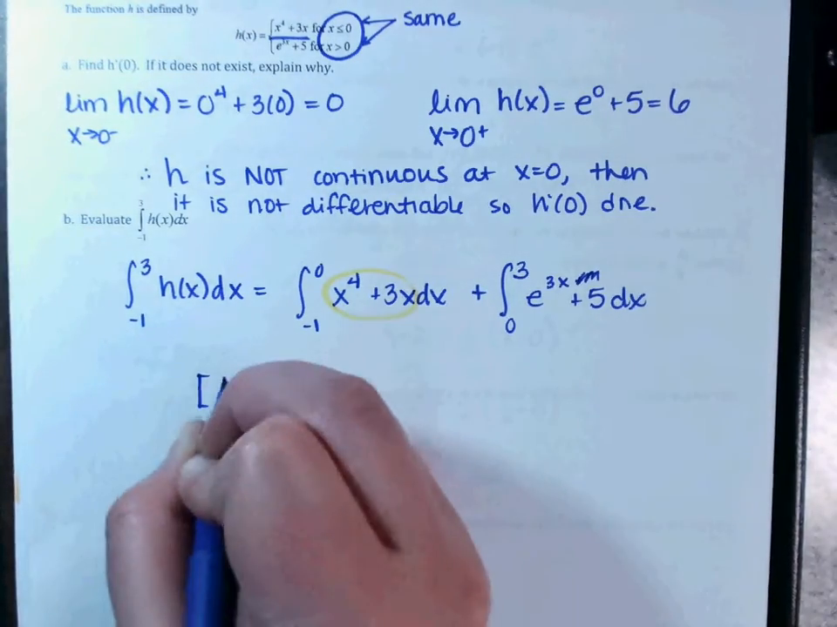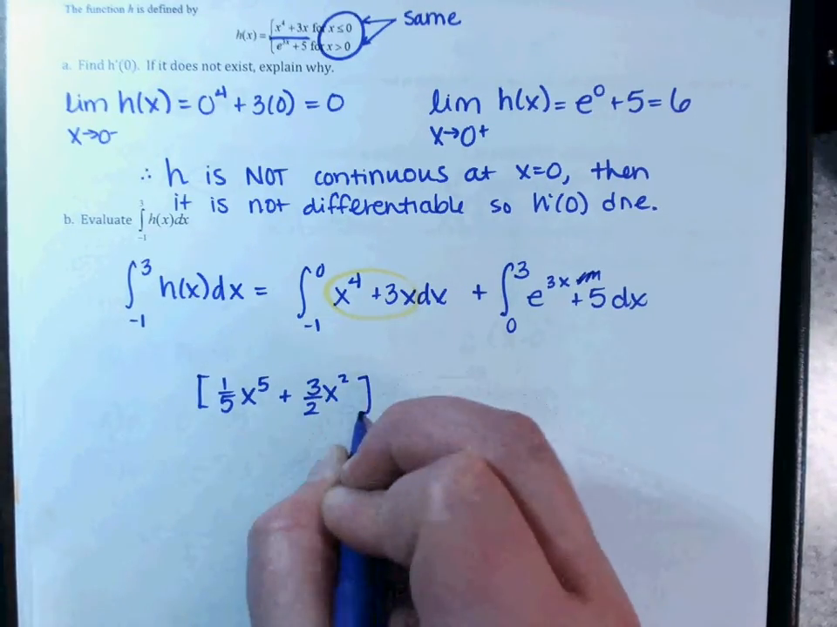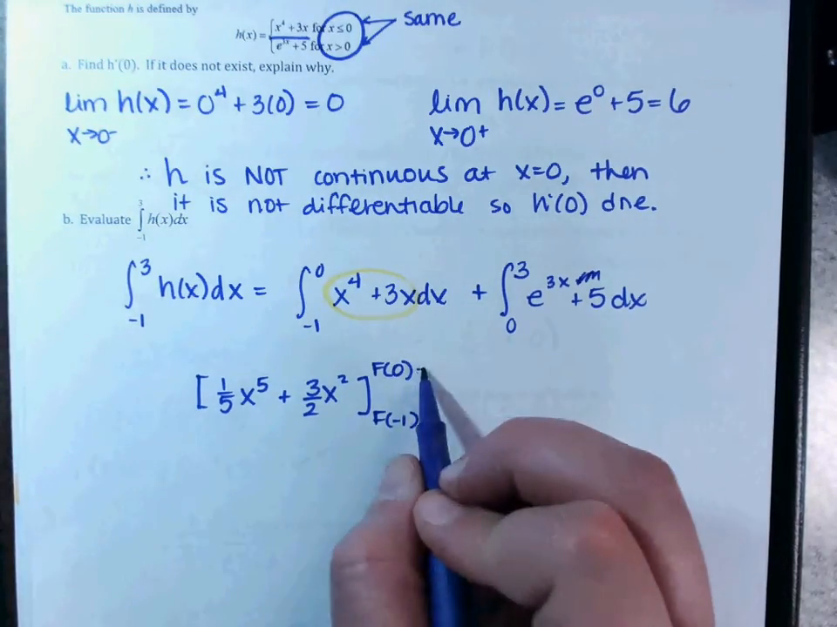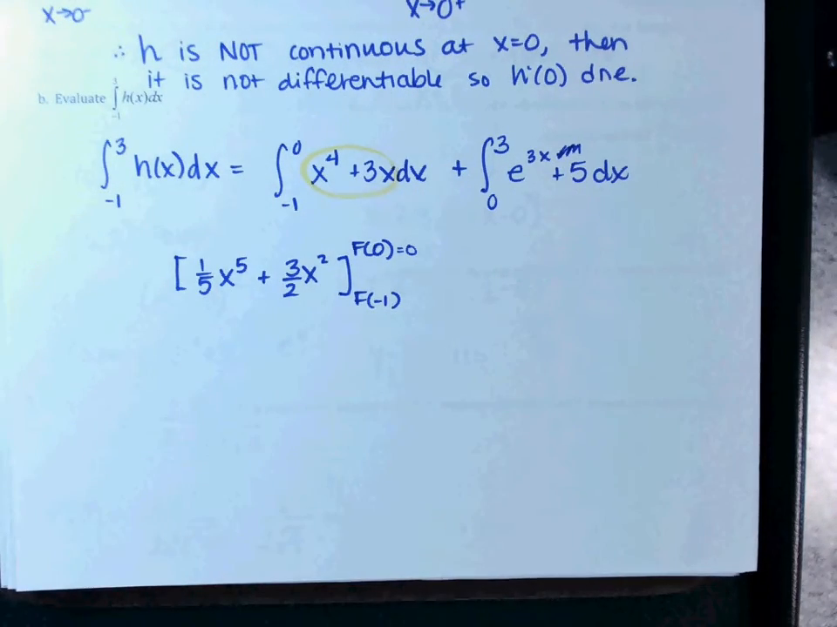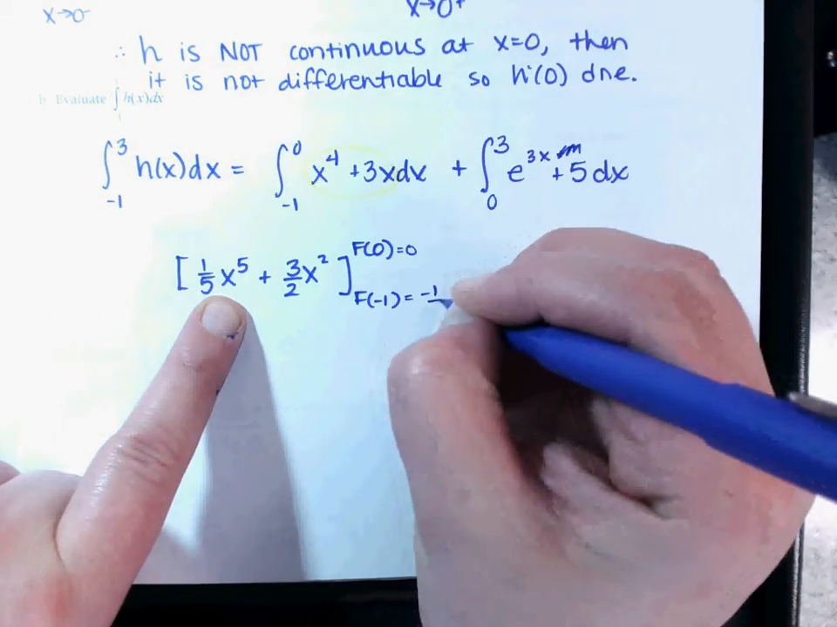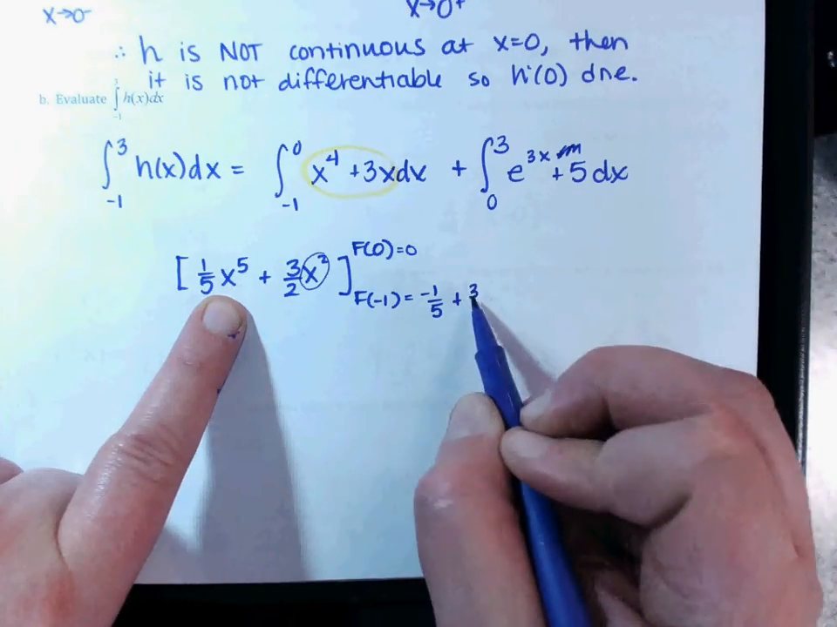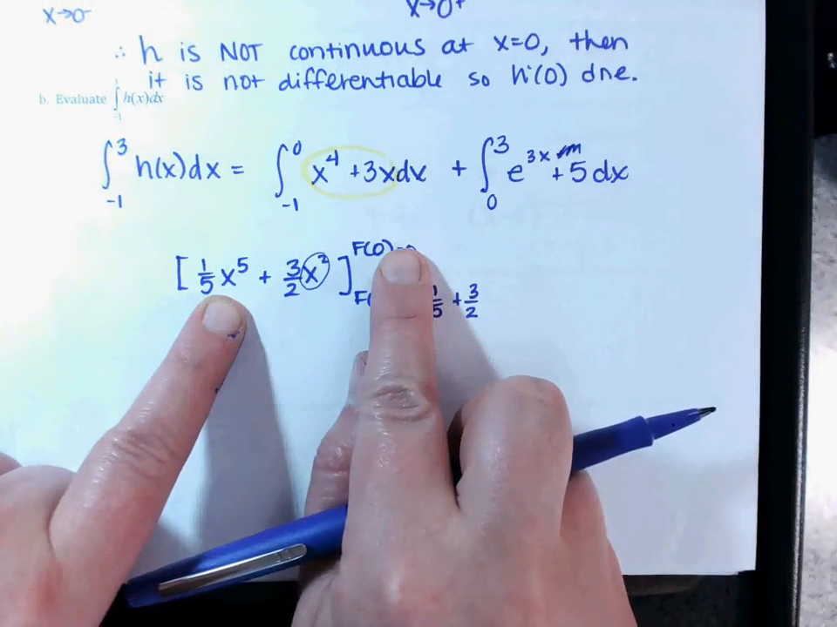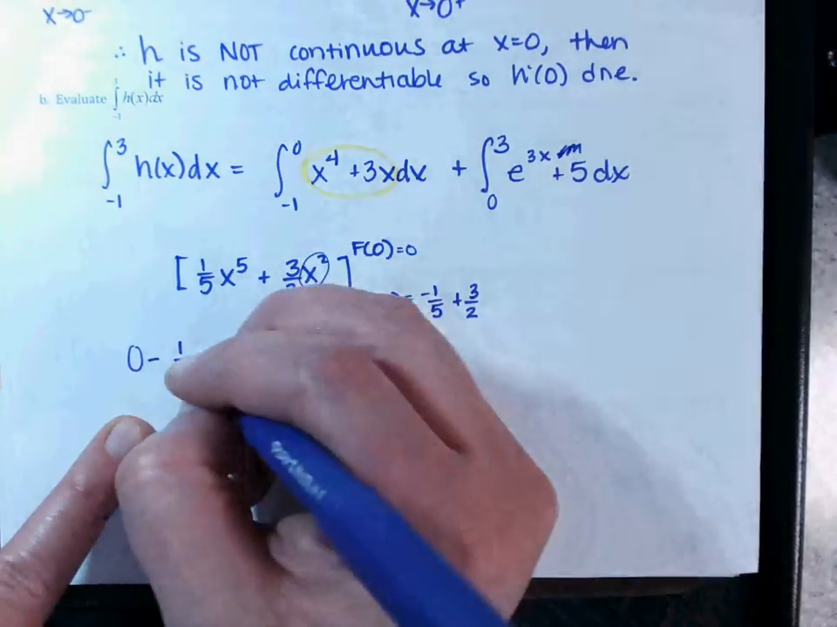X to the 5th over 5 plus 3/2 x squared. Good. Okay, then we're going to plug in 0 and -1. Okay, F of 0 is just going to be 0. And F of -1, I would just keep track of your sign. -1 to the 5th is going to come out to be what? So -1/5. And then -1, if I square it, is going to come out to be positive. Okay, so then from there, what are you doing? Top minus bottom. So it's 0 minus, negative a fifth plus 3/2. Is that right?